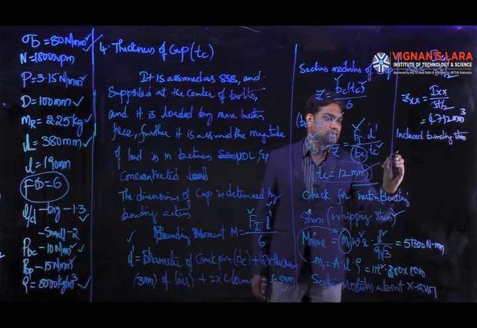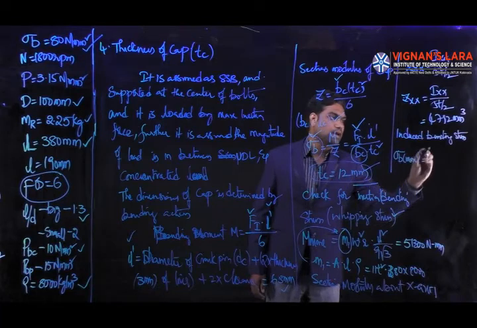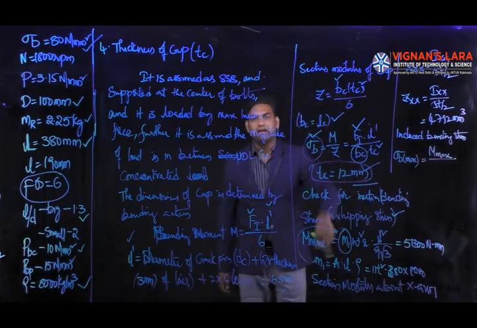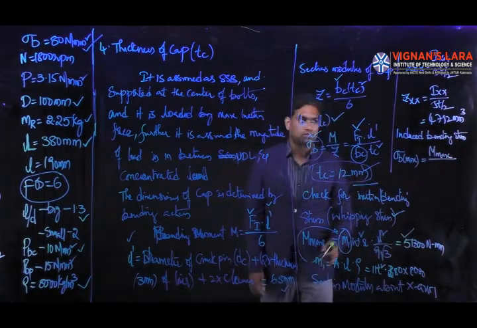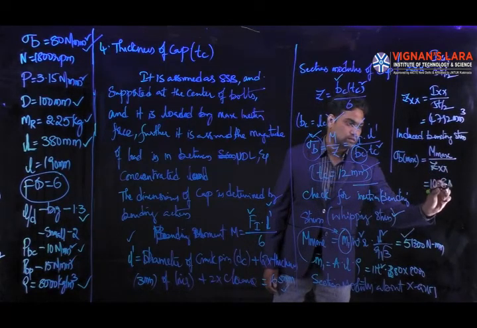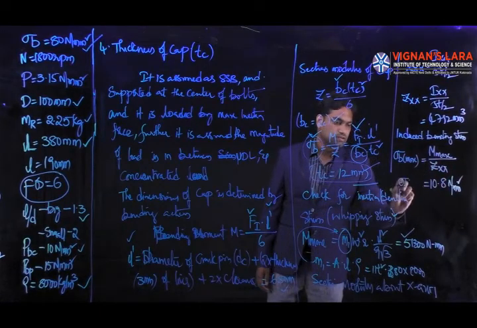From that I can calculate the induced bending stress, that is the maximum bending stress induced in the connecting rod, sigma b max equal to maximum bending moment acting due to the self weight on the connecting rod, M max, that is 51300, divided by the section modulus about x axis. You can substitute both the values, you may get 10.8 newton per mm square. So this is the maximum induced bending stress.